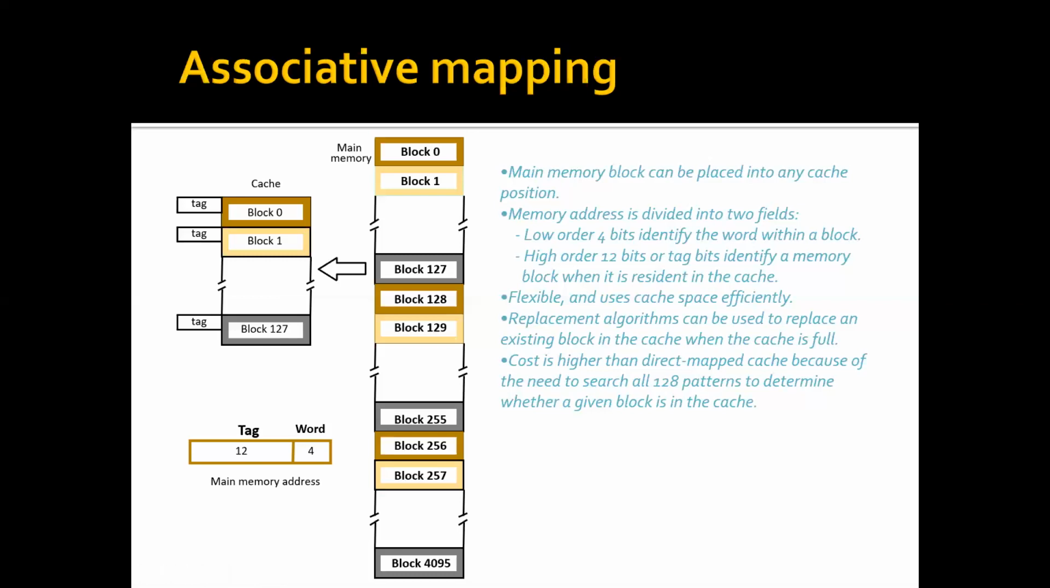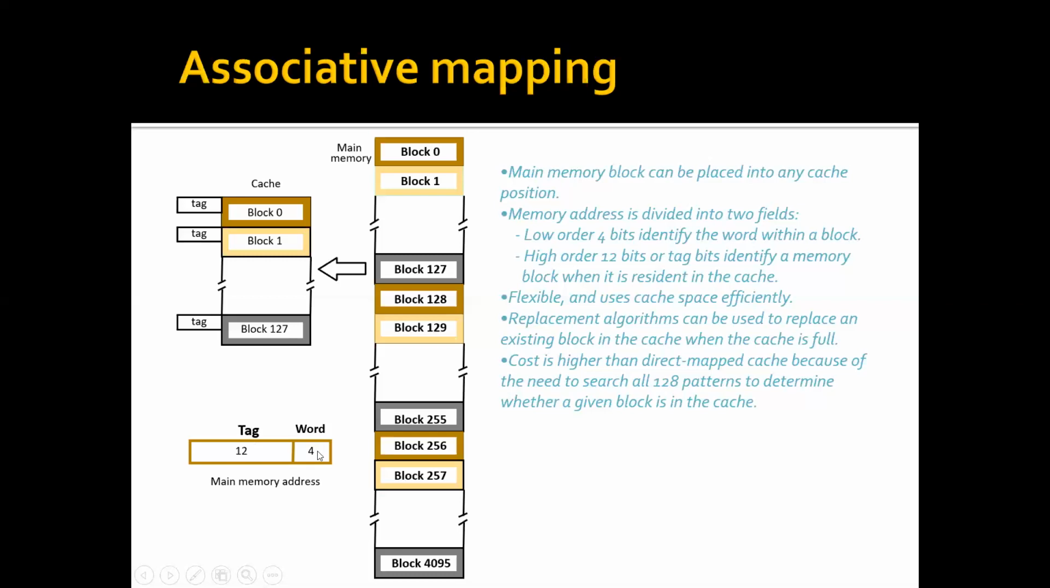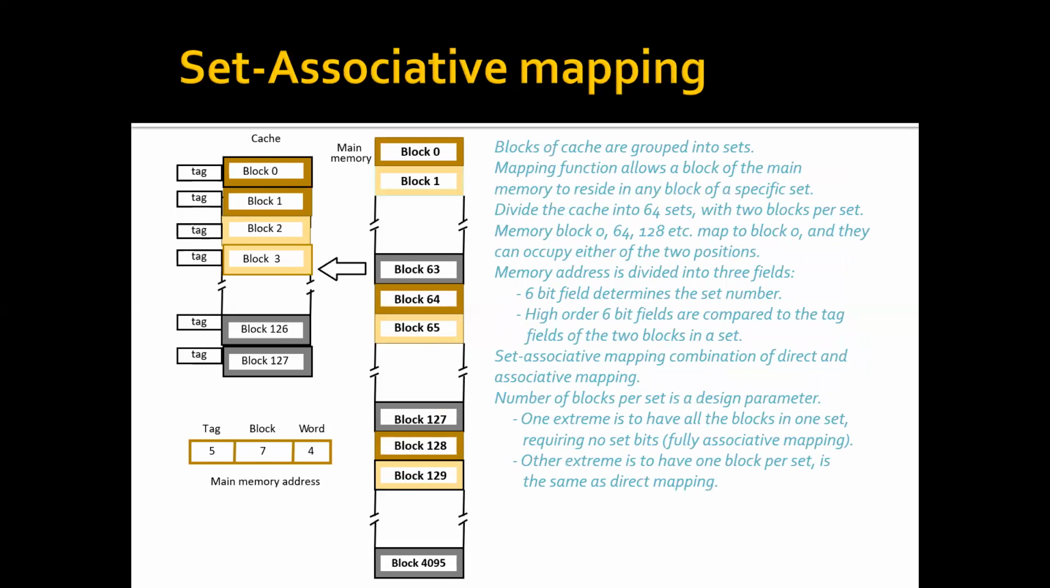In direct mapping, we have 3 fields: tag, block, and word. In associative mapping, there is no block field, only the tag field and the word. You will see in these 2 mappings, the searching is faster in direct mapping. However, space management is poor. In associative mapping, there is good space management. However, the searching is difficult. So by combining these 2 mapping techniques, another mapping technique comes into effect, called the set associative mapping.